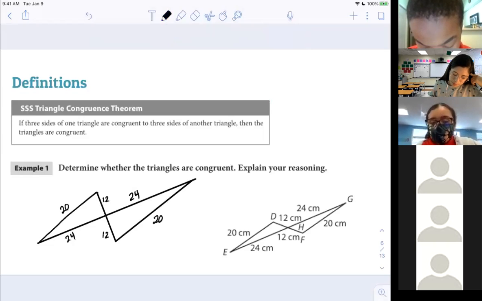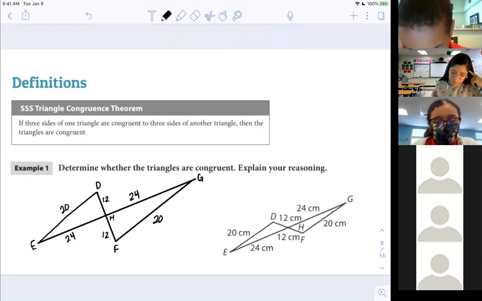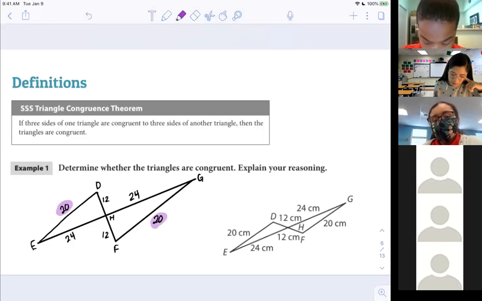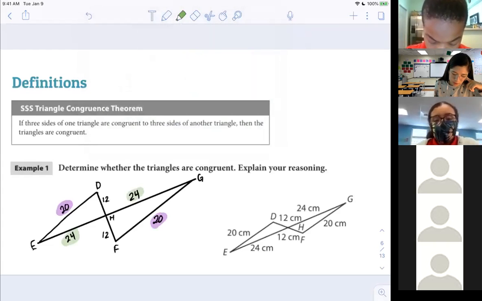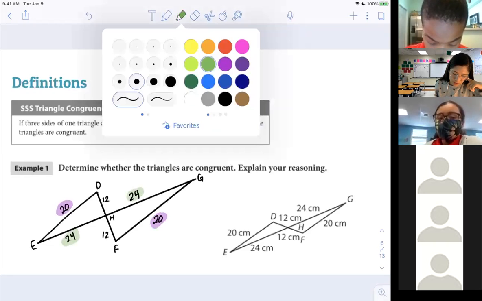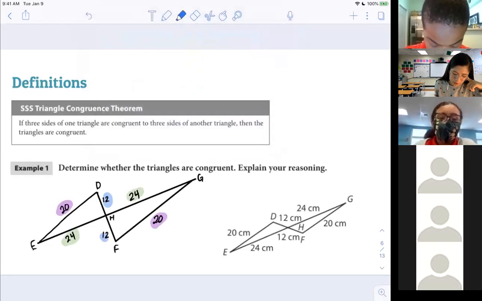Alrighty, so here we go. Let's play a game of match. I tried to label it more clearly because it was hard to tell which number went with which side. So let me now label all the letters. I've got my 20 with my 20, 24 with my 24, and 12 with 12. So are we good here? Do I have SSS?